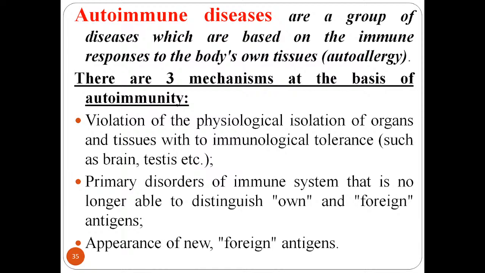Mechanism of autoimmune disease. Violation of the physiological isolation of organs and tissues with immunological tolerance, for example in the brain and testes.